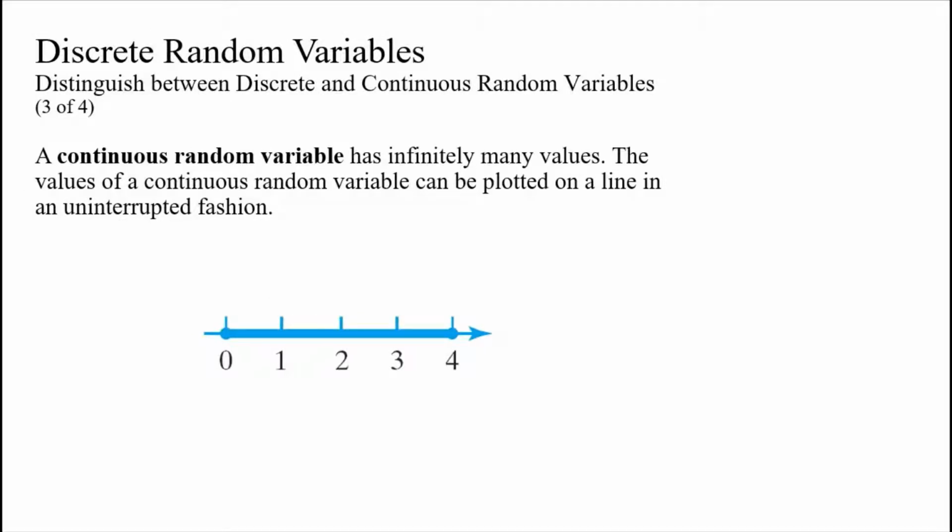A continuous random variable has infinitely many values. The values of a continuous random variable can be plotted on a number line in an uninterrupted fashion.